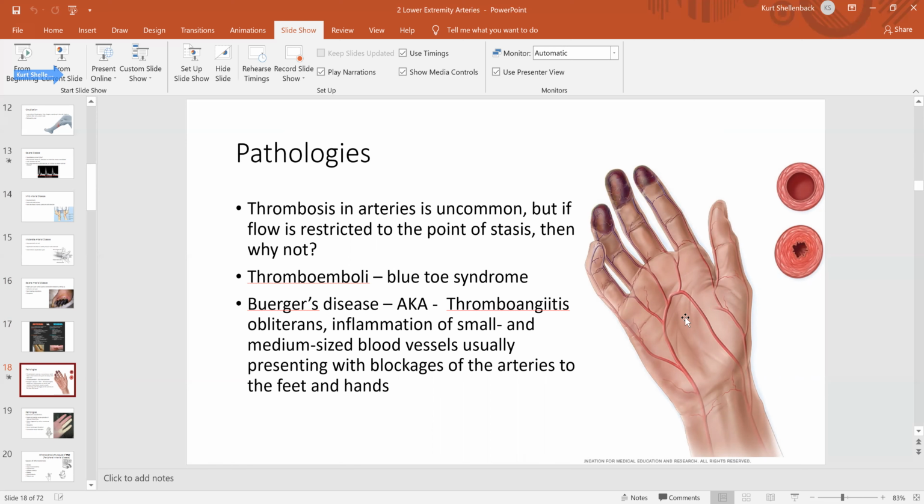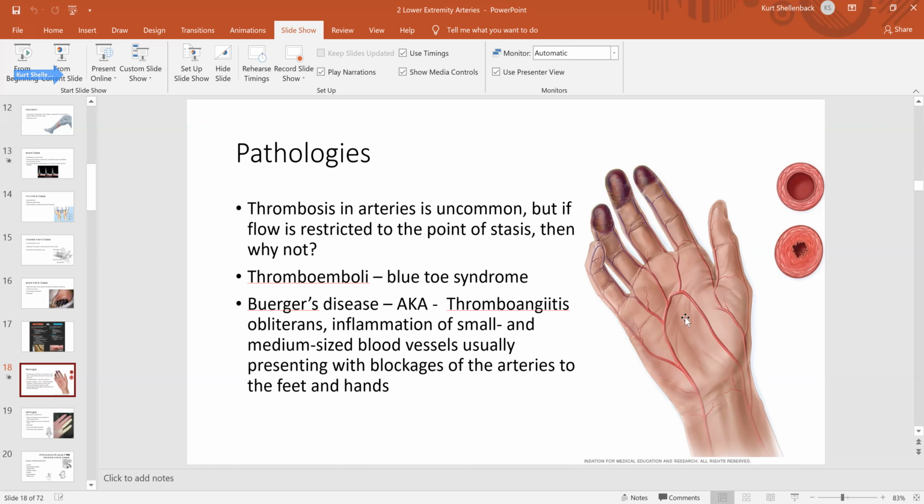I mentioned the other day blue toe or trash foot. This person has an upper extremity version of that. It's actually called Buerger's disease. Thrombosis in arteries is kind of uncommon, but if flow is restricted to the point of stasis, it can happen. It also can happen with, I will add, aneurysms. Aneurysms, even though they're arterial, they get thrombus in them because the blood practically comes to a stop, at least around the edges. Thromboemboli can cause blue toe syndrome. And then we have Buerger's disease. We'll talk about this next chapter, actually.